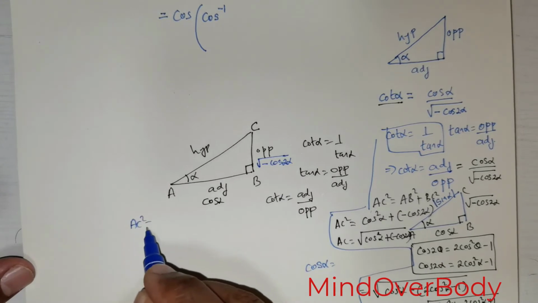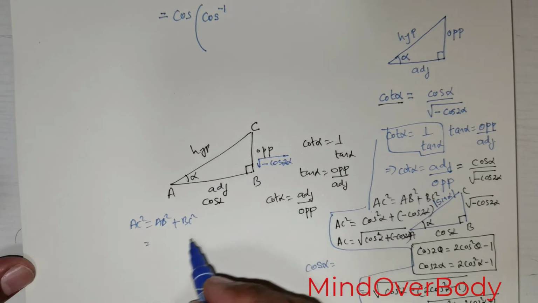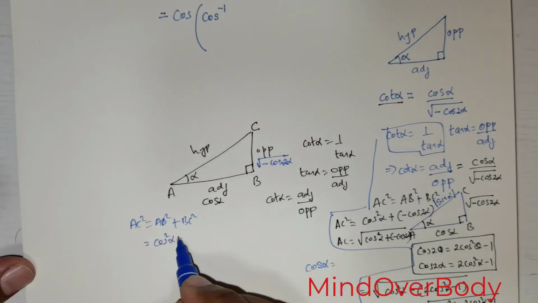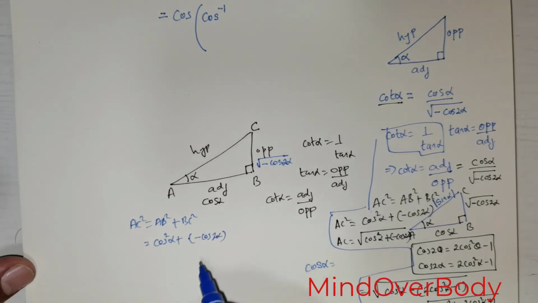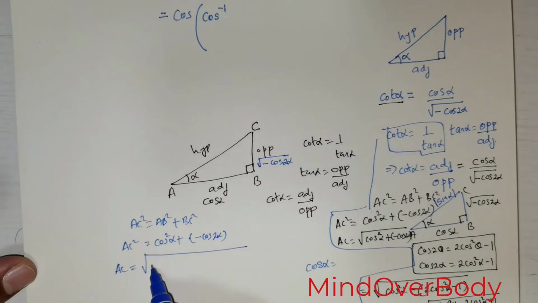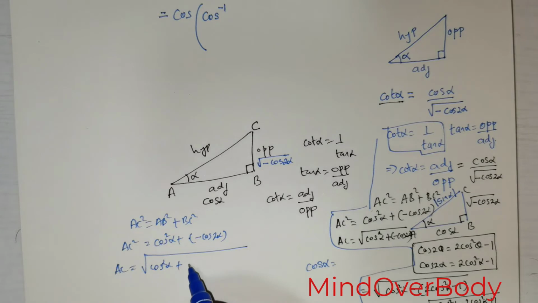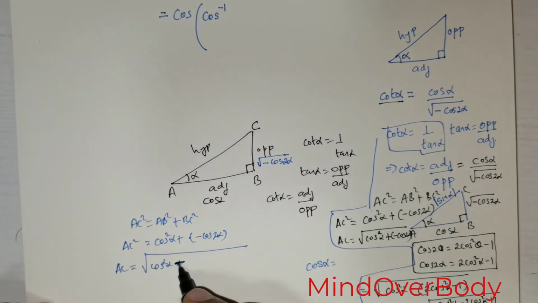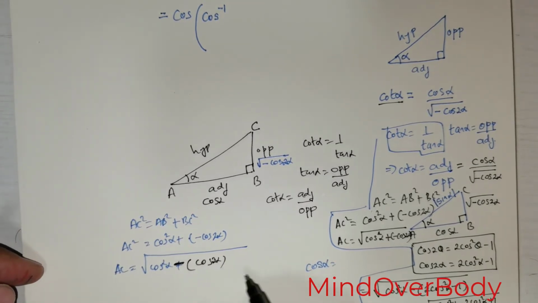Now clearly AC squared is AB squared plus BC squared. My AB squared is cos squared alpha. My BC squared is negative cos 2 alpha. So this is my AC squared, and my AC is what is required. So that's going to be square root of cos squared alpha plus, in fact I could have taken this negative sign out, so let me do that, negative of cos 2 alpha.